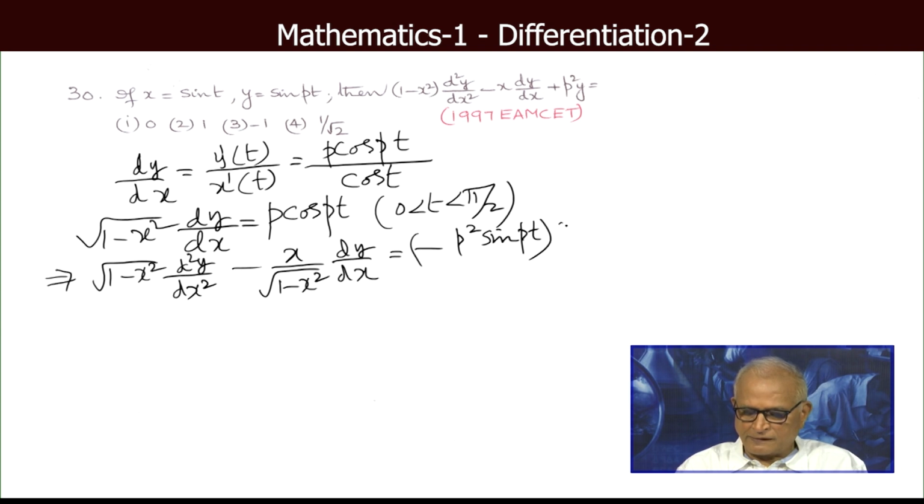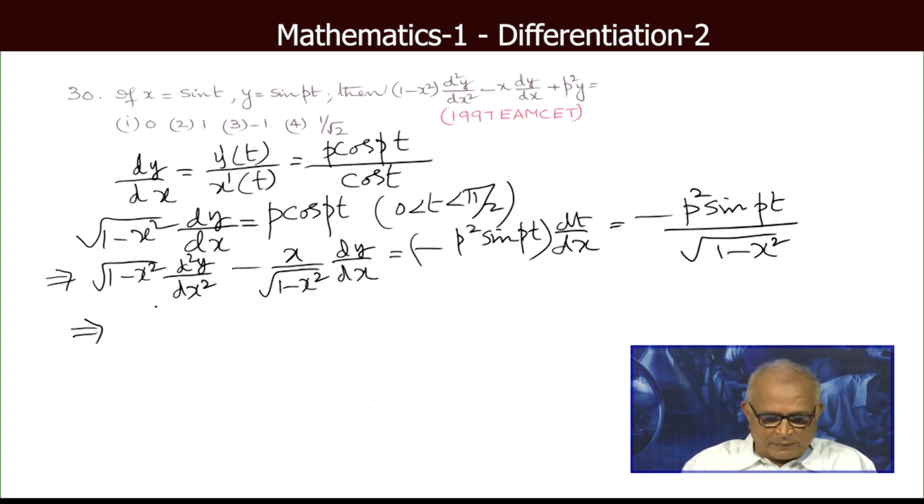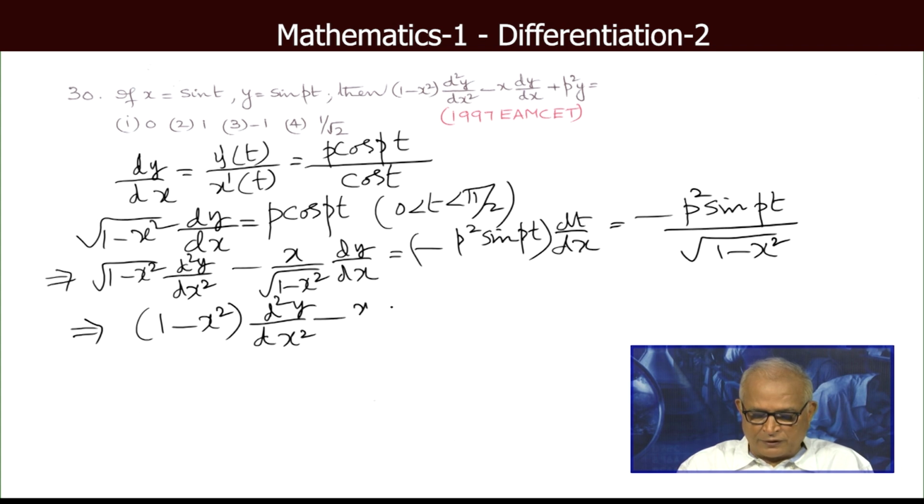dt by dx is 1 by x dash t. x dash t is cos t, which is root of 1 minus x square. So, multiply once again throughout by root of 1 minus x square. 1 minus x square into d2y by dx2 minus x into dy by dx is equal to minus p square sin pt.